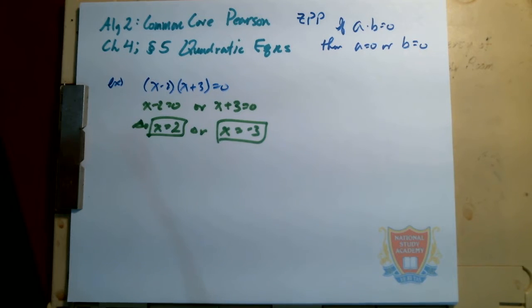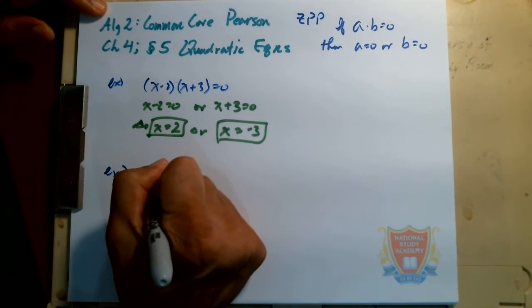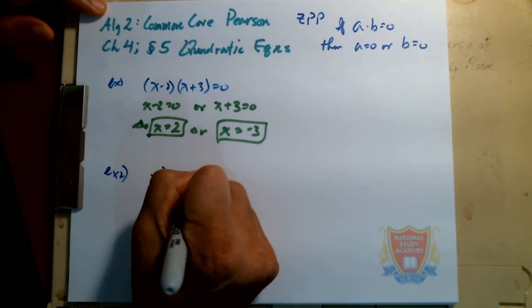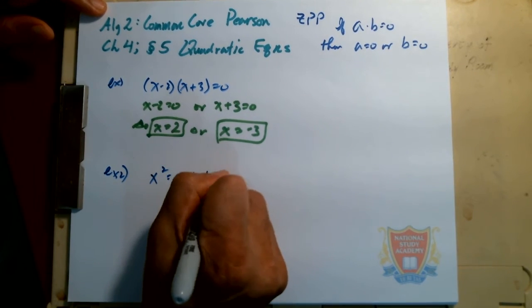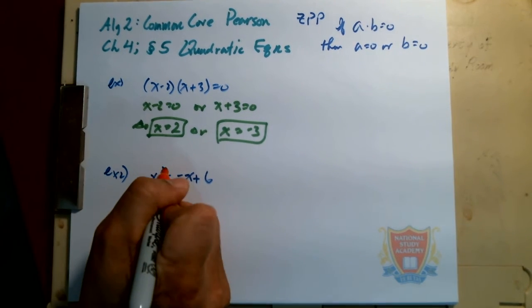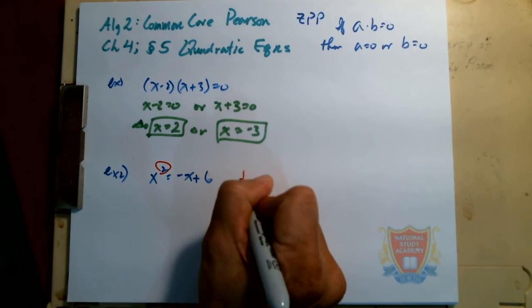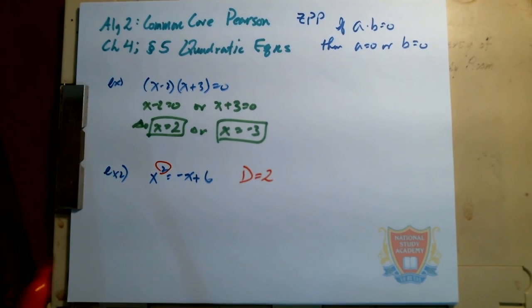Let's try something like this now. Example 2: x squared is equal to negative x plus 6. What kind of equation is this? We know that this is quadratic in nature. How do we know? Because of that 2 right there. The highest power is 2, or sometimes they call it the degree. The degree is 2.